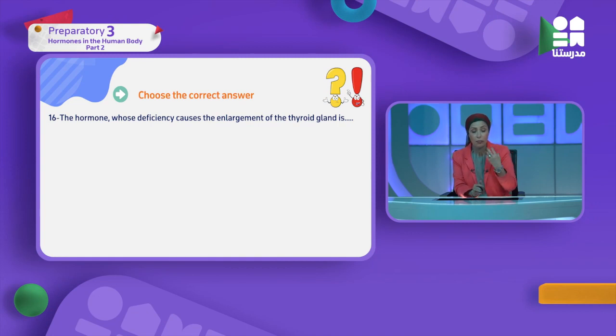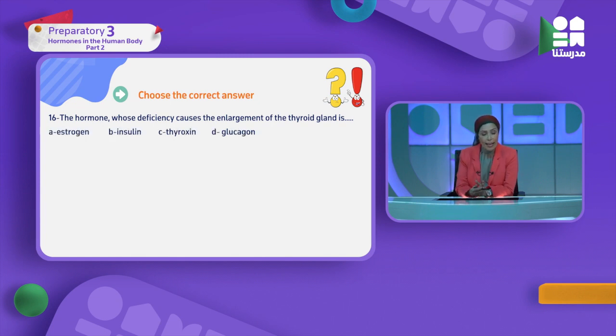The hormone whose deficiency causes the enlargement of the thyroid gland. مين الهرمون اللي deficiency بتاعته بتعمل لي enlargement in the thyroid gland؟ هو عايز الهرمون يبقى هو estrogen or insulin or thyroxine or glucagon. of course thyroid يبقى thyroxine hormone.